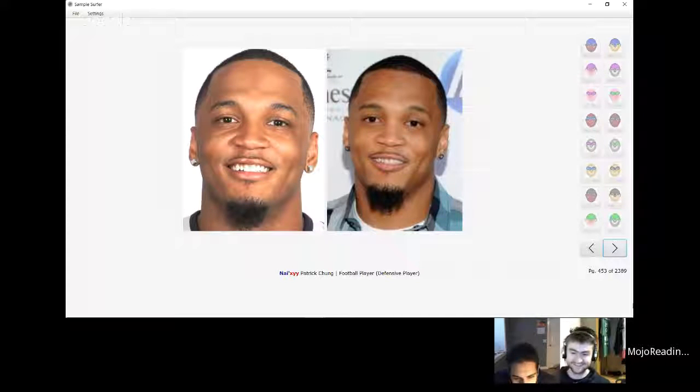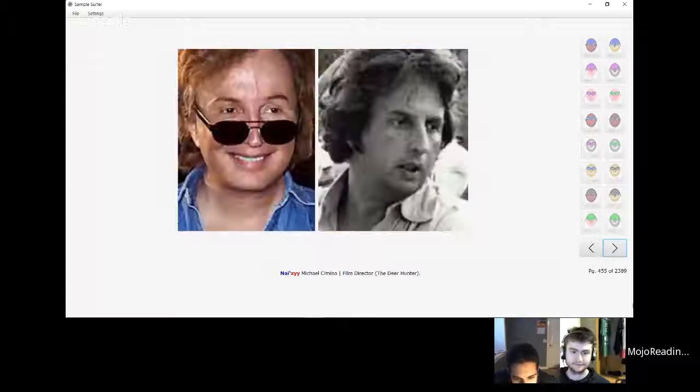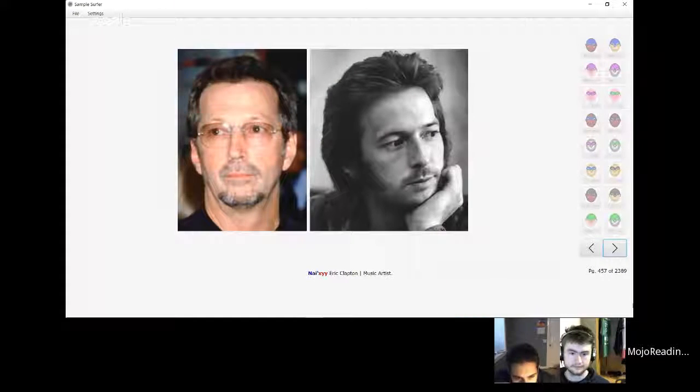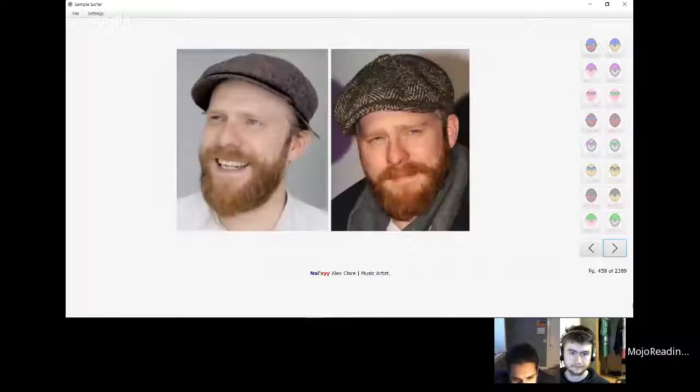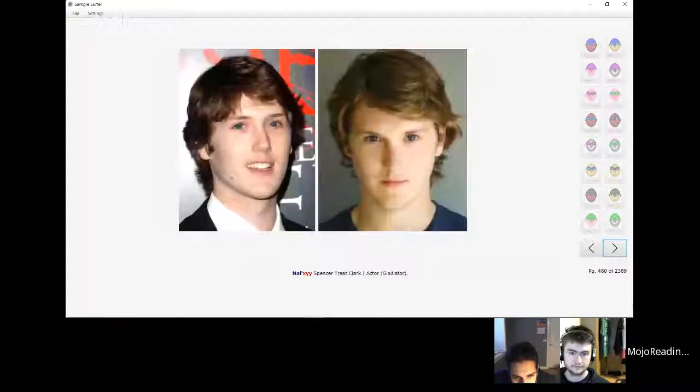Naiji Patrick Chung. Naiji Derek Ciafrance. Naiji Michael Cimino. Naiji Greg Kipes. Naiji Eric Clapton. Naiji Alex Clare. Naiji Jean Clark. Naiji Spencer Treat Clark.